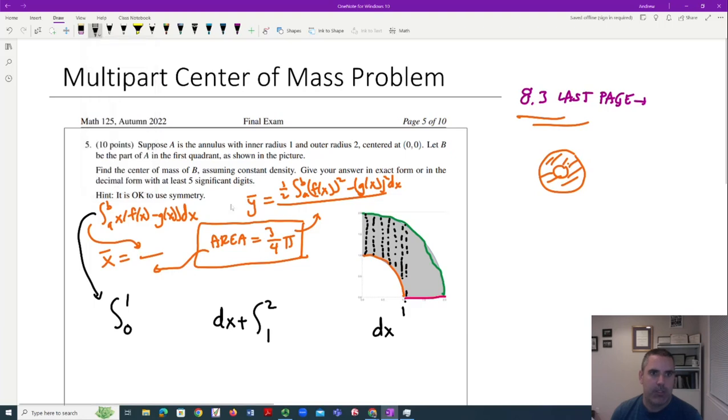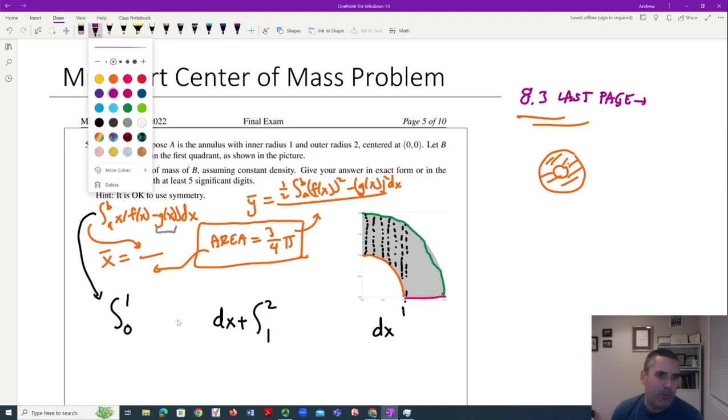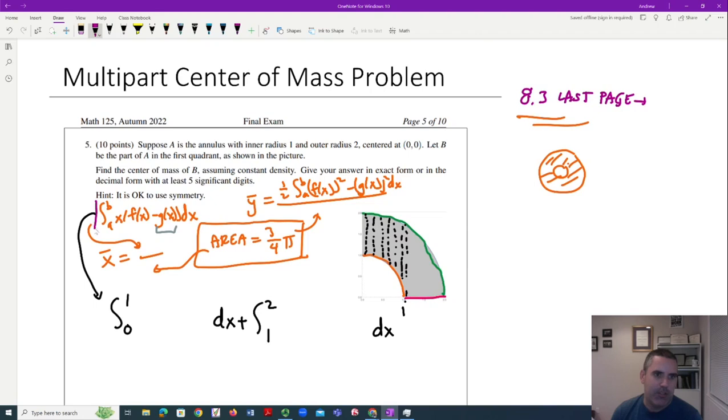The bottom is going to change. This function is going to change. It's going to be orange, and it's going to be pink. And so when I go to set it up, you have to split it up. And so that's the challenge. Either way, whether you do it this way or this way, you have to split it up.